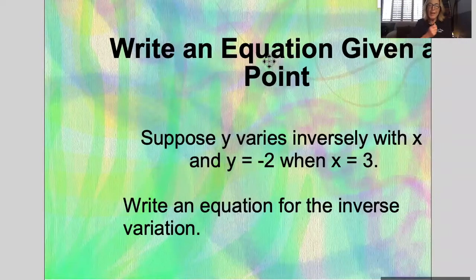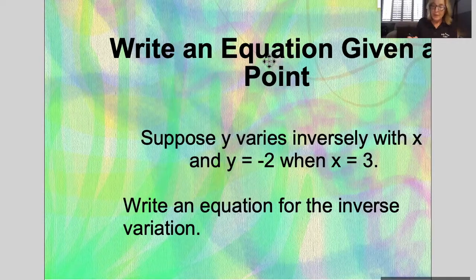So say we had an x of 3 and a y of -2, and we wanted to write an equation for the inverse variation. We could multiply 3 times -2 and we get the k value of -6, but then we're going to put it in the y equals form. So if we know x times y is equal to -6, then we can manipulate the equation to be y equals -6 divided by x.